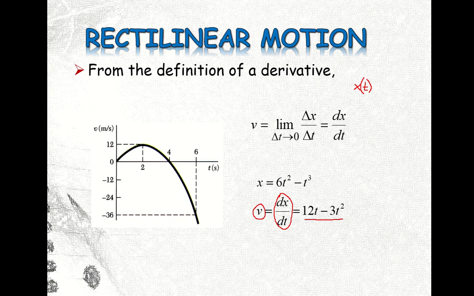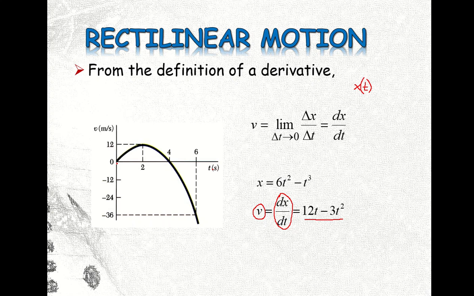Now, if you are going to graph that, we have here the graph of v on the vertical axis, in terms of meters per second, and the horizontal axis is t, the time in seconds. So for example, when t is equal to 0, looking at the expression of the velocity, v is equal to 12t minus 3t squared. So when t is equal to 0, what is our v? v is also 0 at this point.